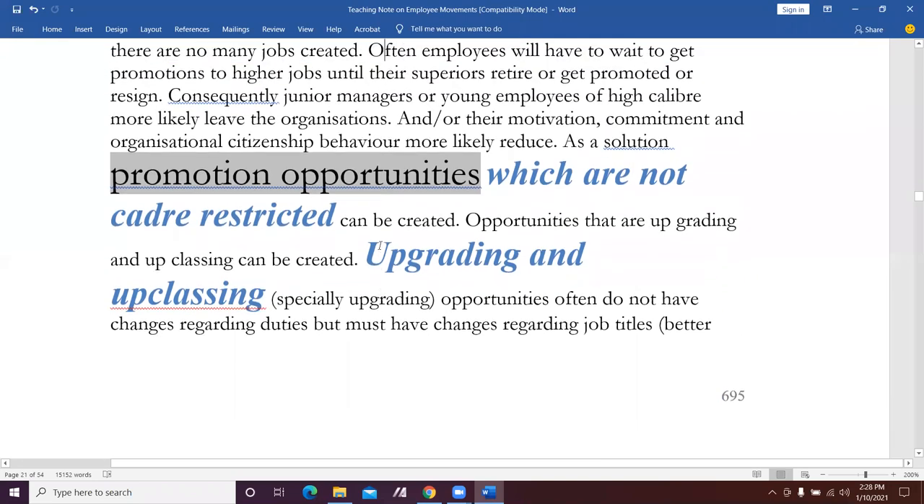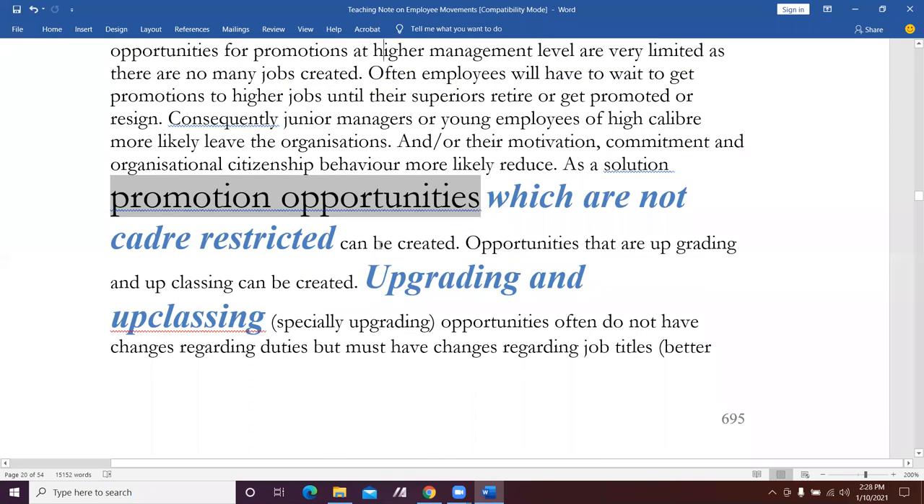Then limited opportunities, that's the sixth special problem because of promotions. I mentioned earlier about quasi promotions. So therefore we can develop promotion opportunities. Remember, all the quasi promotions are non-cadre restricted opportunities. So what is a quasi promotion? Normally a quasi promotion is a promotion which doesn't have new duties or new responsibilities, but which has a better pay and better title. These are non-cadre restricted. Upgrading and upclassing.